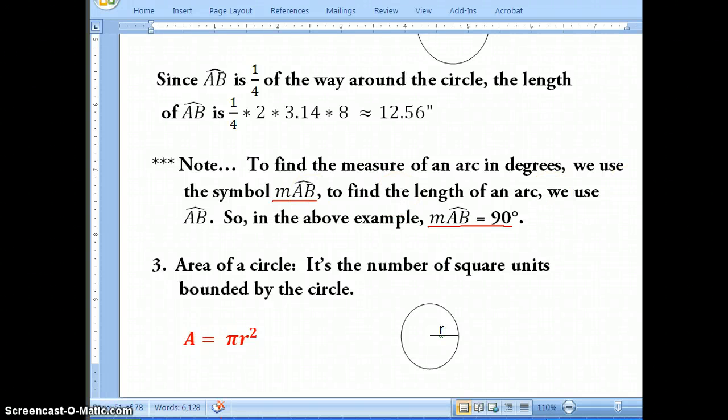And then the final thing we're going to talk about, and then we're going to let you go and come in tomorrow and work on this, is the area of a circle is pi r squared. And of course, r is the radius. And for area, we do use square units. So your answer here is going to be inches squared, feet squared, centimeters squared, and so on. That's what we're doing in class tomorrow.